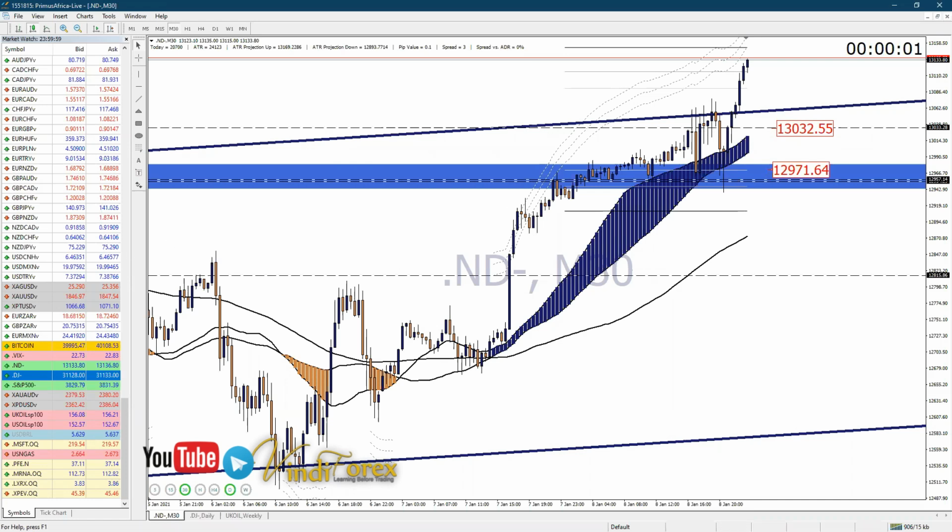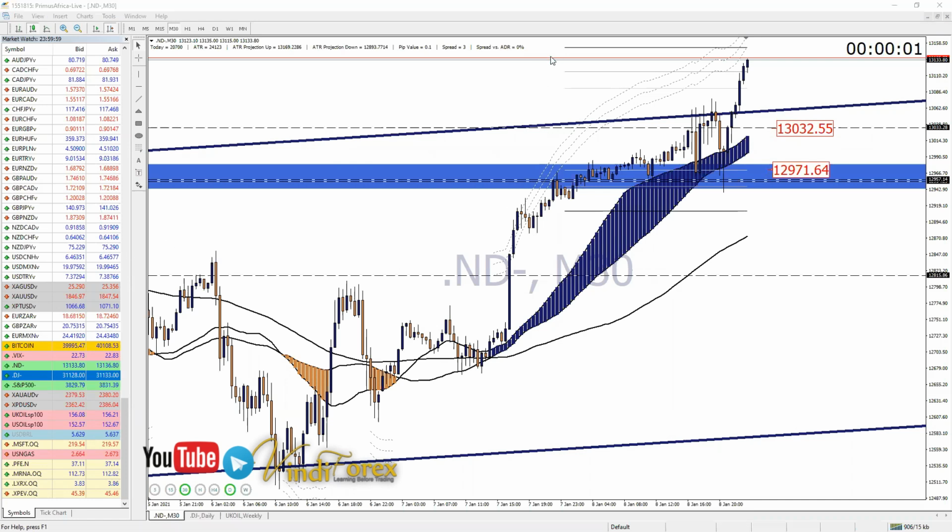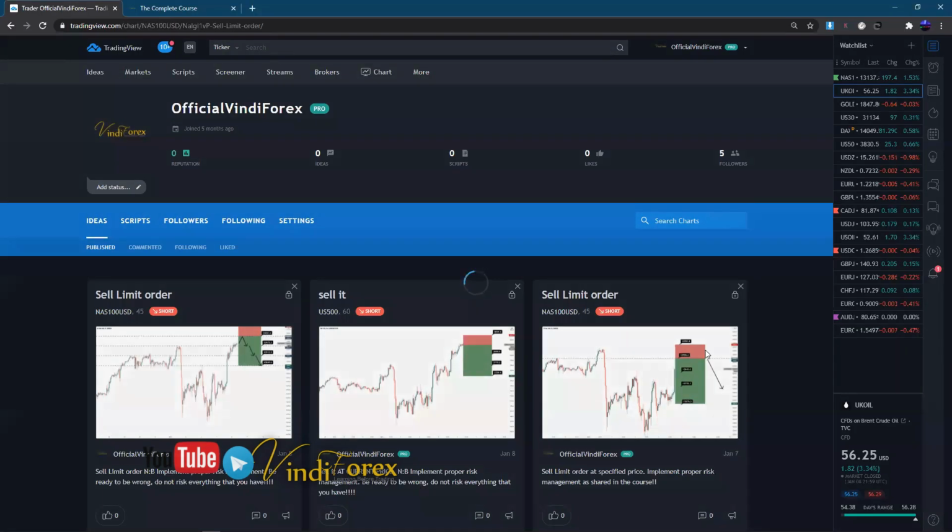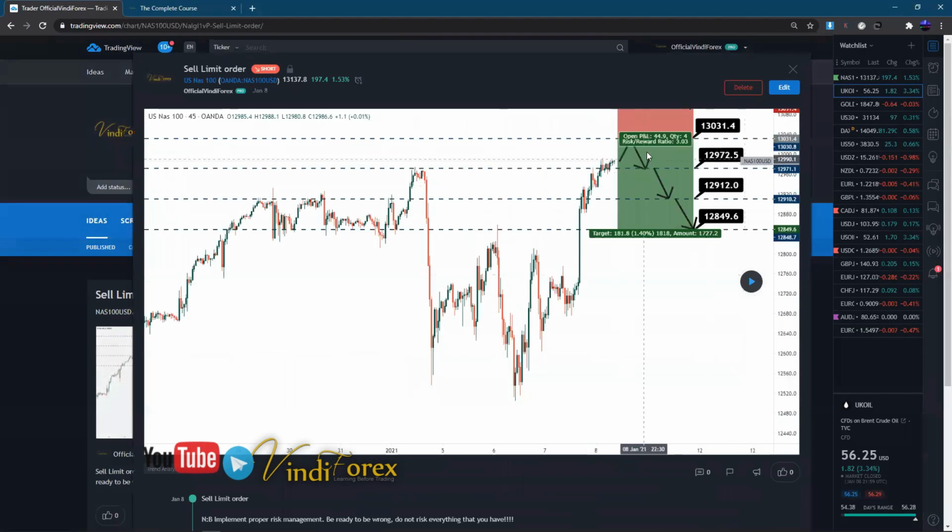Let me see if I can share that particular trade with you, and I'm going to explain why, in this case, you need to be careful when you're counter trend trading in an uptrend. Let me see if I can actually share that particular screen. I believe this was the trade. I'm going to explain what happened. So this was the trade.